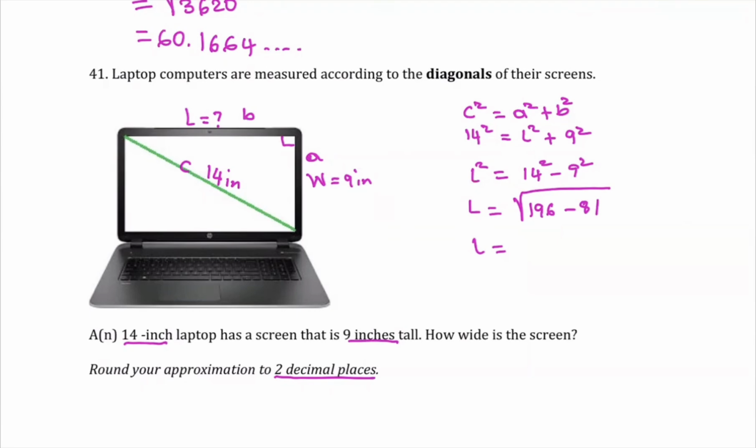So that's 196 minus 81. Square root of 115. Square root of 115 is 10.72 and so on. So L rounded to 2 decimal places would be 10.72 inches.